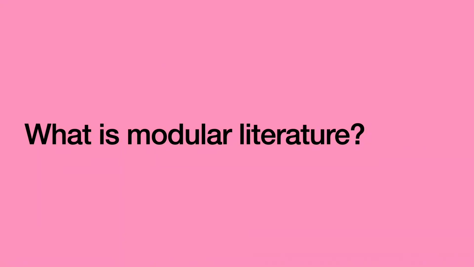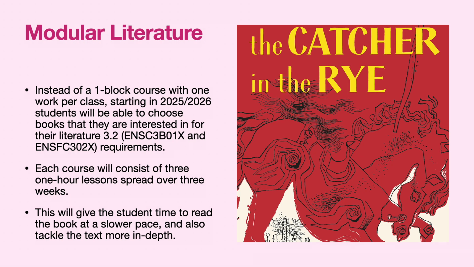So, let's start with the question, what is modular literature? Instead of a one-block course that we usually have with one work per class, starting next school year, students are going to be able to choose between books that they are interested in for their Literature 3.2 and Literature 1.2 requirements. Each course will consist of 3 one-hour lessons spread over 3 weeks. Each of these books is going to be called a module. This will give the student time to read the books at a slower pace, and it will also allow us to tackle the text more in depth.